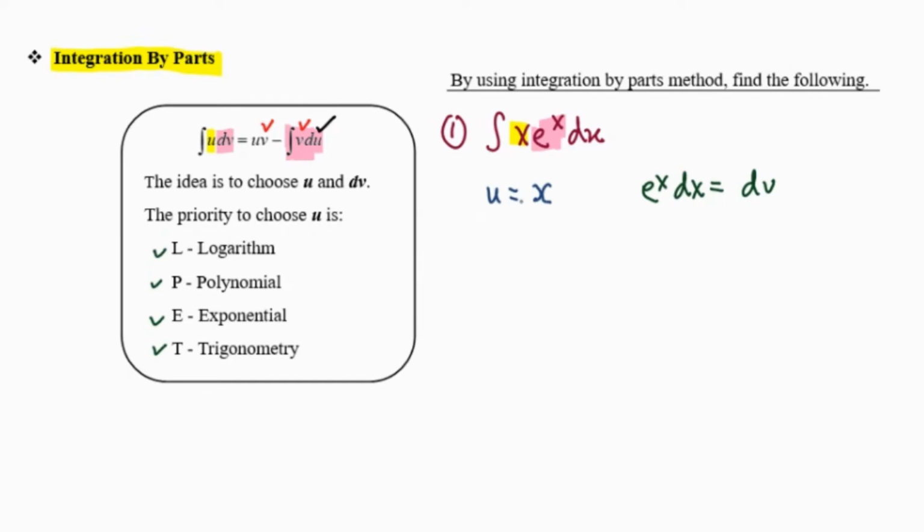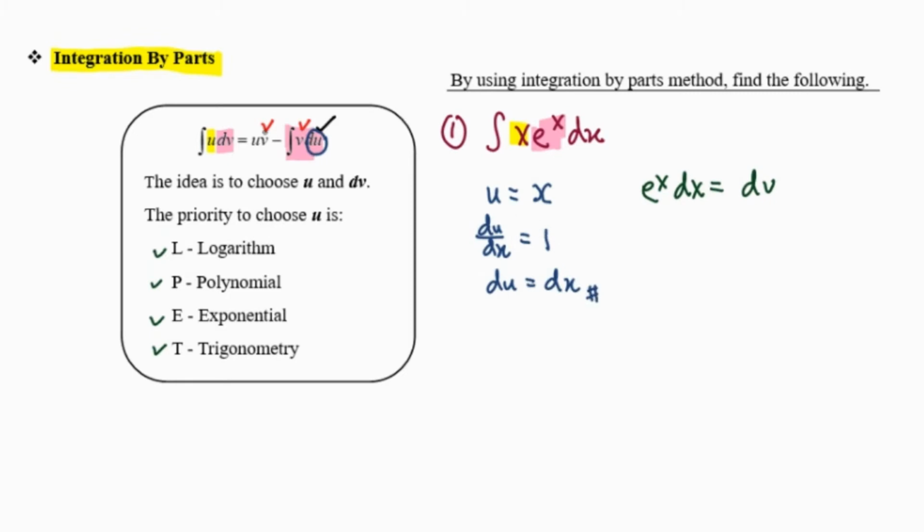After we identify our u and dv, for the u part, we are going to differentiate in order to get du as shown in the formula here. So for u, we differentiate u with respect to x, then we get 1. Our motive here is to find du, which is equal to dx.